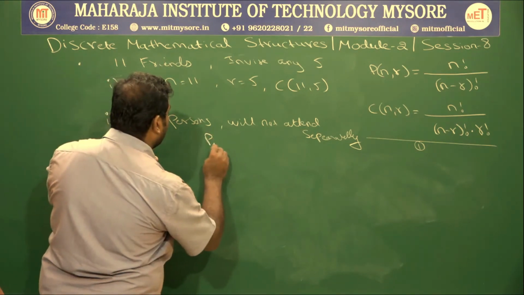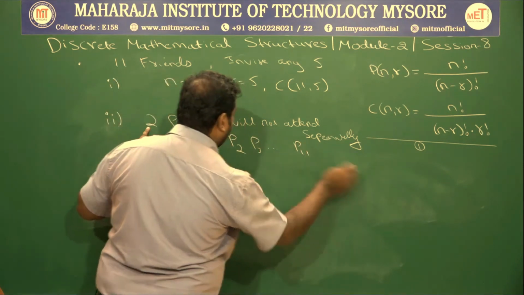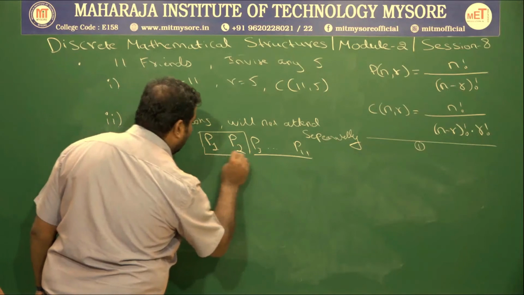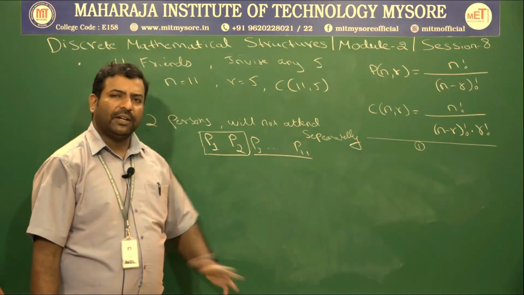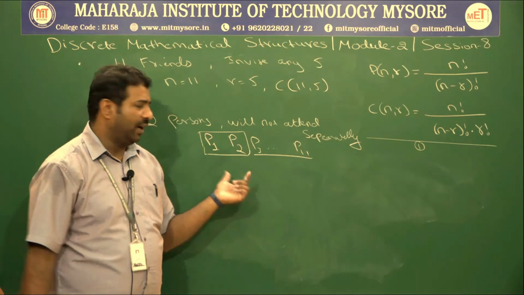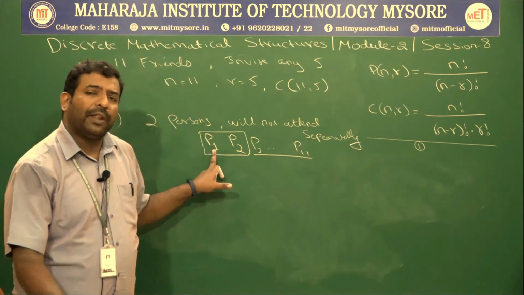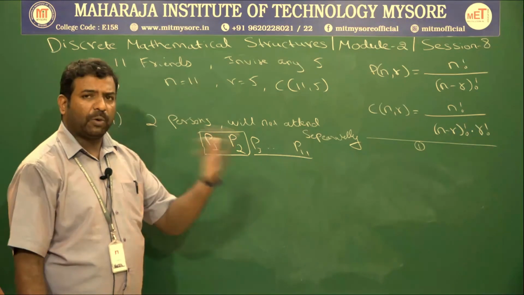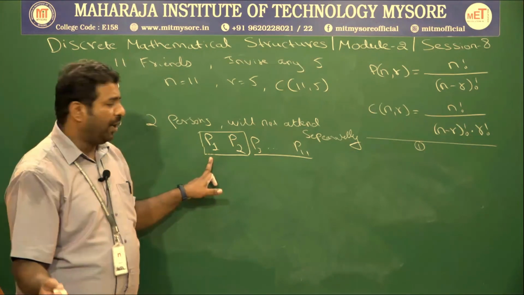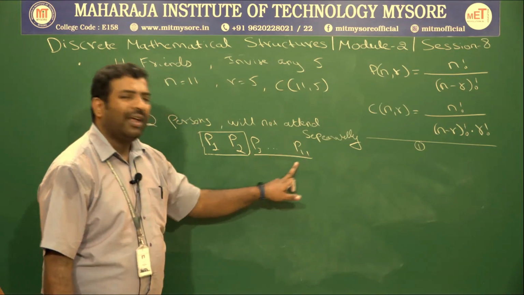Let me call them P1 and P2, and from P3 to P11, I don't have any problem with these people, only these two. If they attend, they attend together. If anyone doesn't attend, the other will not attend. If anyone attends, the other will also attend. So if I take the first case where I am not inviting P1, automatically P2 will not attend. Hence he will be out of my choice. Because I am not inviting P1, it's out of my choice, and P2 will automatically be out of my choice, and the remaining are 9 friends.